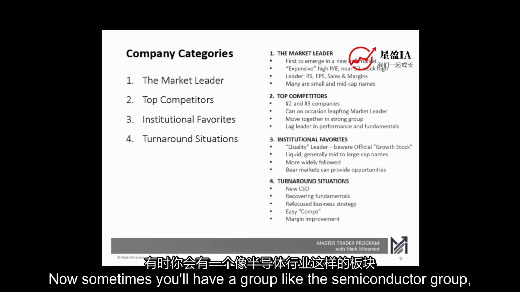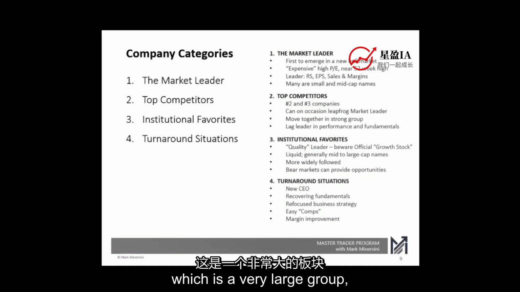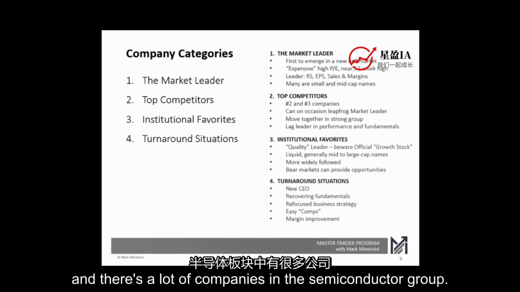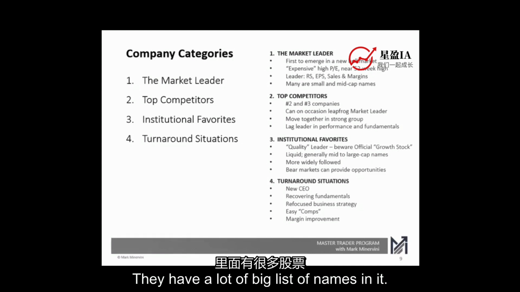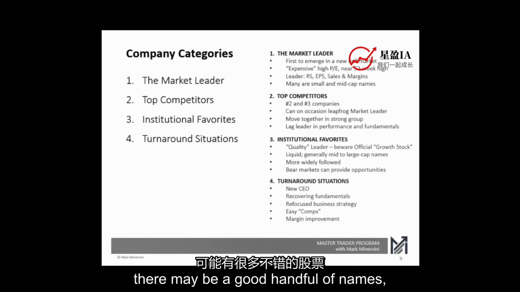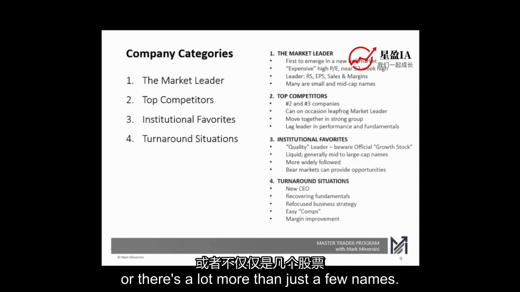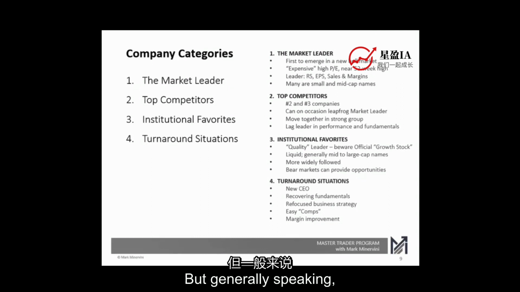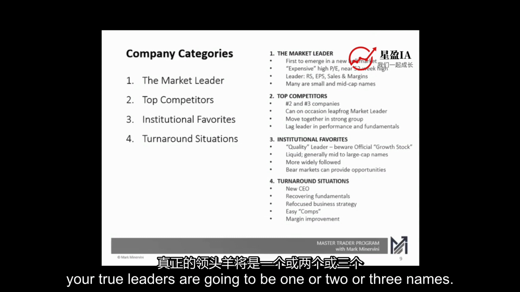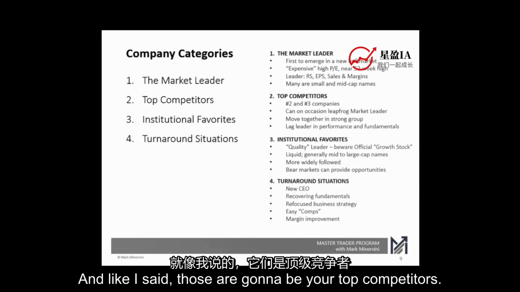Now, sometimes you'll have a group like the semiconductor group, which is a very large group, and there's a lot of companies in it. Some groups have a big list of names in them, and there may be a good handful of names, or a lot more than just a few. But generally speaking, your true leaders are going to be 1 or 2 or 3 names, and like I said, those are going to be your top competitors.